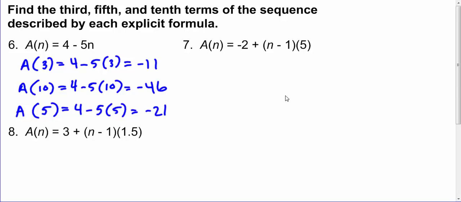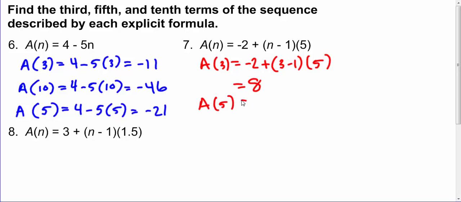All right. Let's take a look at number 7, and we'll do the same thing. The 3rd, 5th, and 10th terms. Now this time I'll actually try to do them in order, bonus. Okay, so a of 3 is going to be negative 2 plus, and then we'll have 3 minus 1 times 5. So a of 3 is, let's see, over here we do 3 minus 1, that's 2, times 5 is 10. We got to subtract 2, so it's 8.